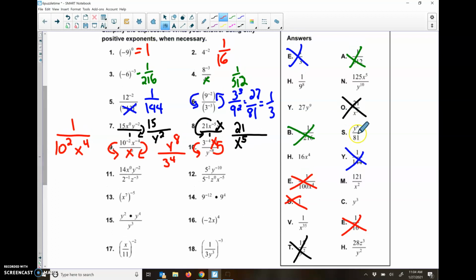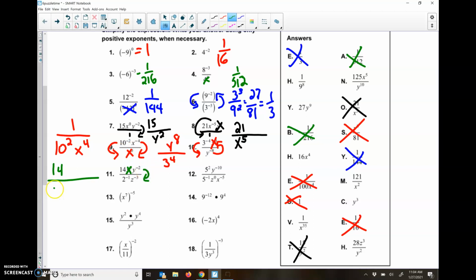And 3 to the 4th power is 81. So letter S over here. Okay, looks like we got some more of those on number 11. So we got 14. That has a positive exponent, or it doesn't have a negative exponent, it just has an exponent of 1, so that stays on top. X to the 0 goes away, because it's 1.